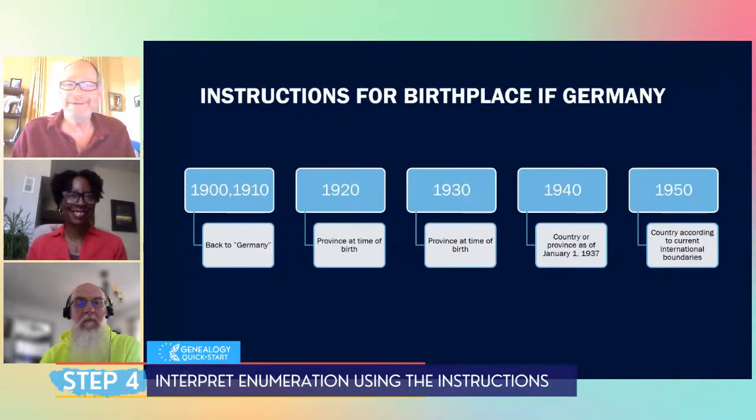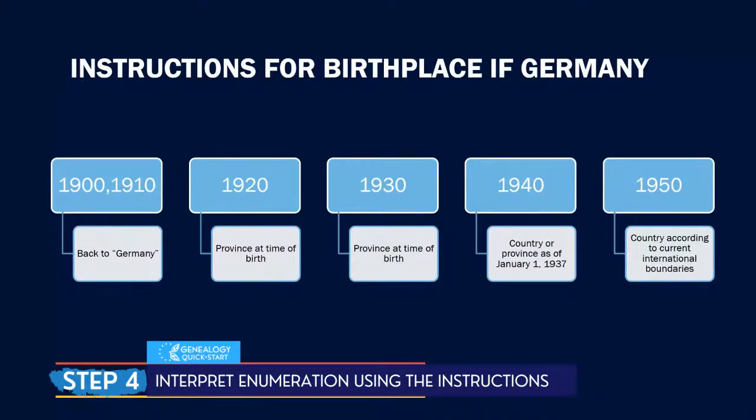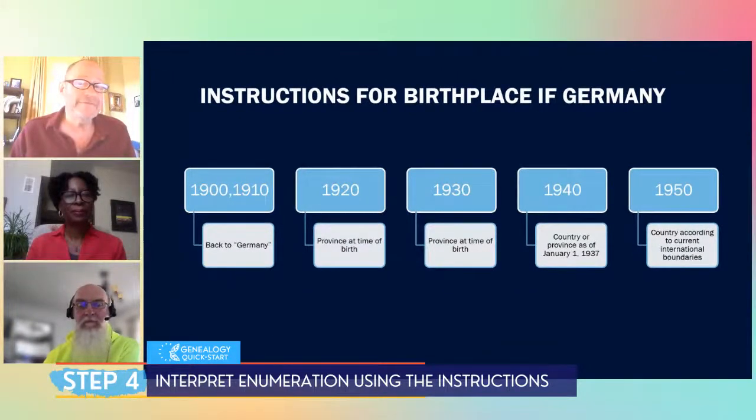Yeah, 1900, 1910, oops, they're back to Germany, just the generic. But then the effect of the world wars comes into place in various ways from 1920 to 1950. 1920 was right after World War I, and they're asking not what the political unit was in 1920, but what it was at the time of birth. So here you can have somebody who has different birthplaces, and you're throwing up your hands. 1930 was the same thing. Then for 1940, because of the late 1930s changes as Hitler was starting to march across Europe, they're asking for the birthplace as the country or province as it was as of the beginning of 1937.